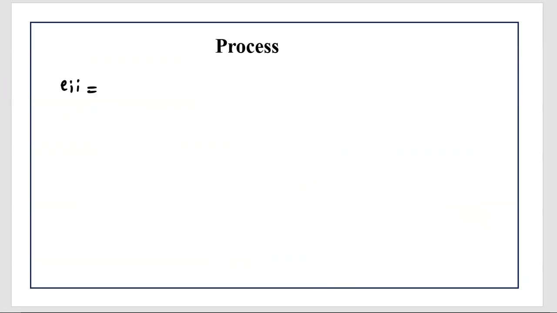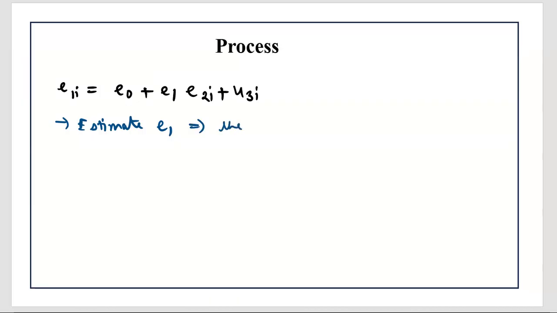E1i is, suppose, E naught plus E1 E2i plus some error term, which is U3i. And here what we have to do is estimate this term, which is E1, sorry, that will give you the partial effect of x3 on y or yi.